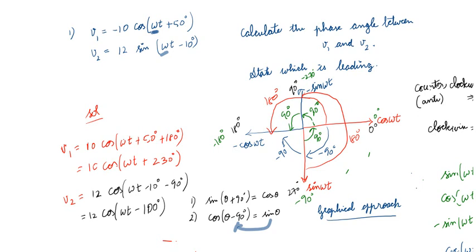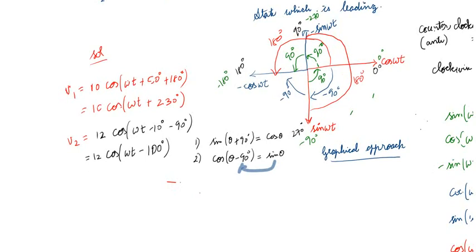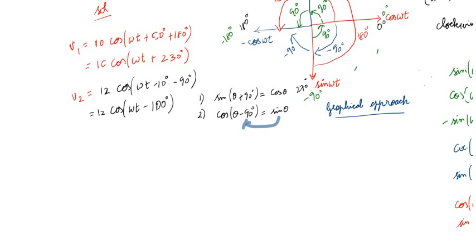Okay. Now, find out the angle relationship. What is the angle relationship? Both are in cos. You converted both V1 and V2 in terms of cos. Both are positive, plus 10 and plus 12 amplitude. So what is the relationship between these two signals? Right, what is the angle? What is the difference? It is the difference between this angle and this angle.